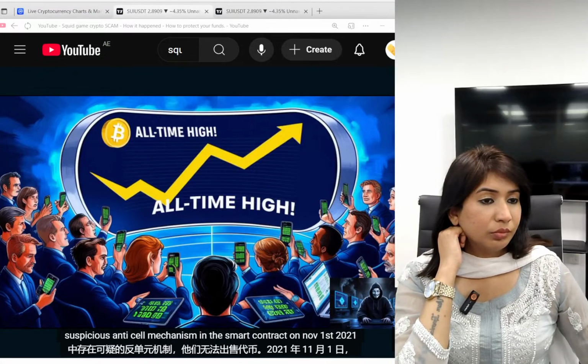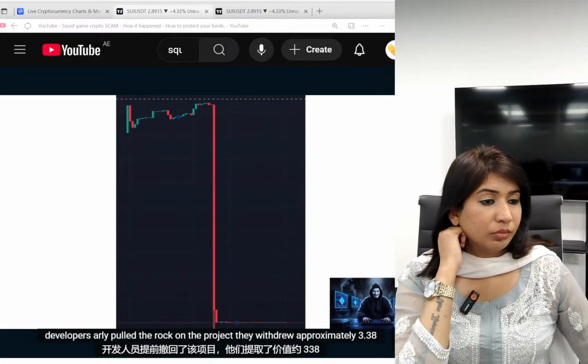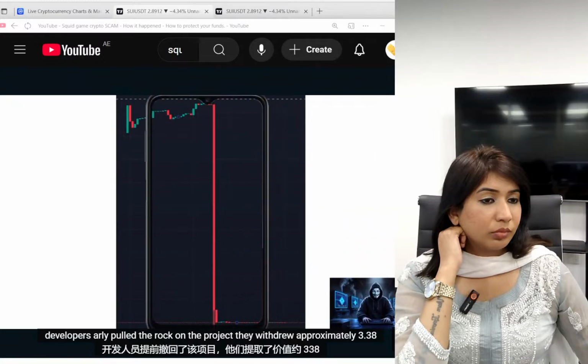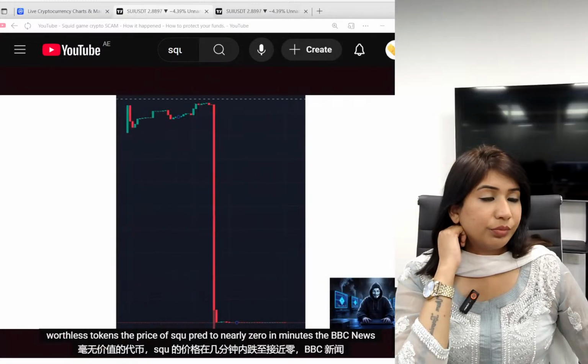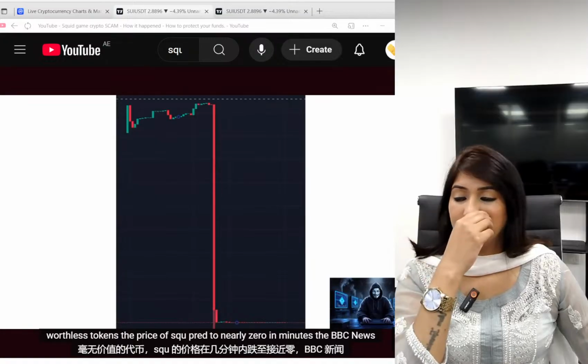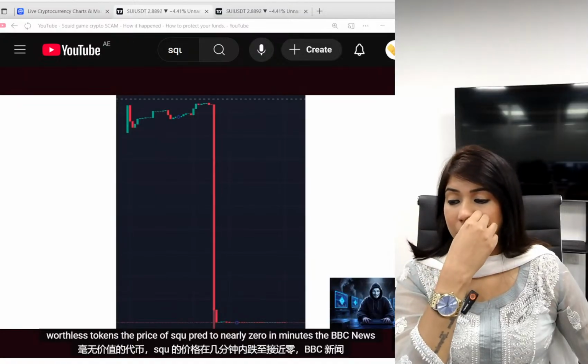On November 1st, 2021, developers abruptly pulled the rug on the project. They withdrew approximately $3.38 million worth of the funds and disappeared, leaving investors with worthless tokens. The price of Squid plummeted to nearly zero in minutes.